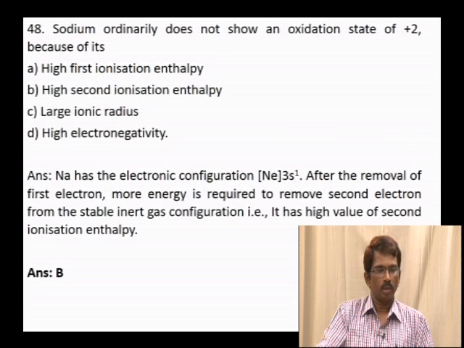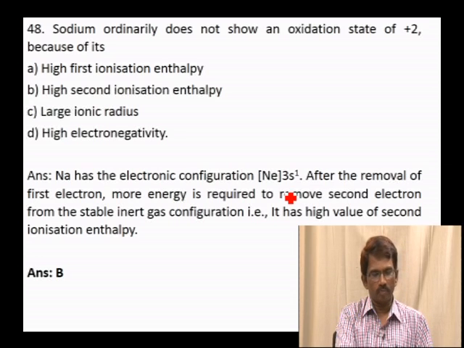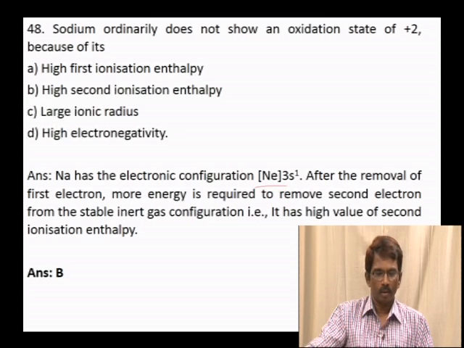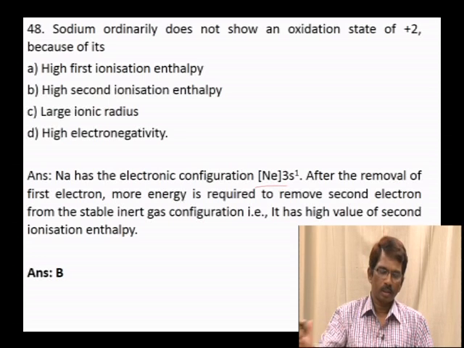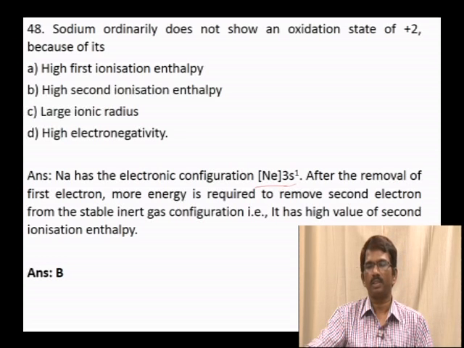48. Sodium ordinarily doesn't show an oxidation state of +2 because when I write the electron configuration of sodium, we write it as 1s2, 2s2, 2p6 and then 3s1, or neon 3s1. The electron present in the 3s orbital can be easily removed because it is the only electron present in the third shell, and after removal the Na+ ion will have the stable inert gas configuration.